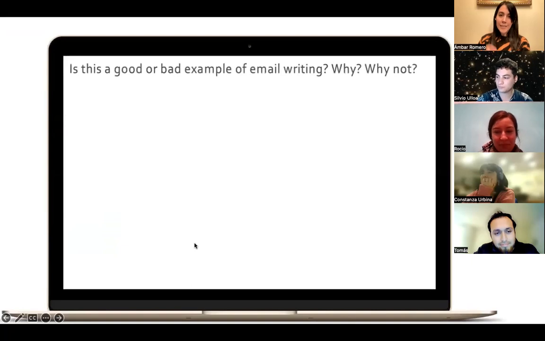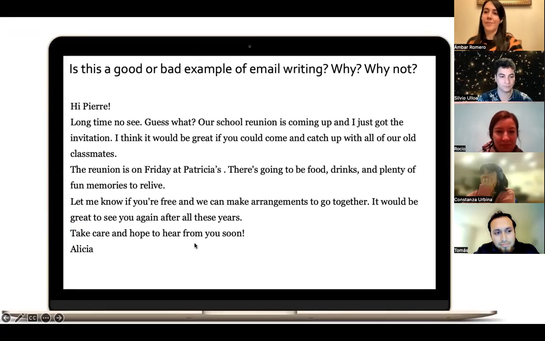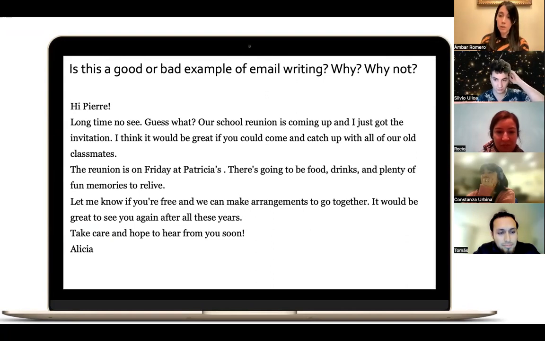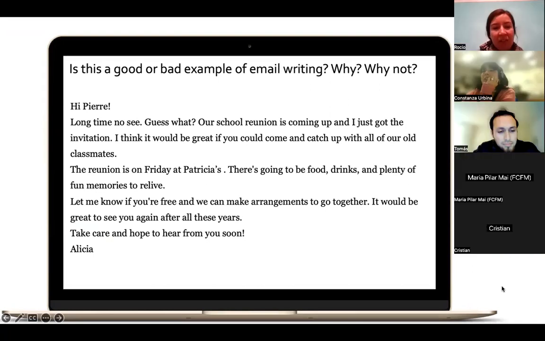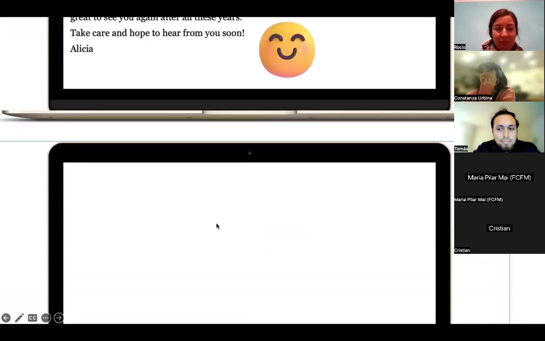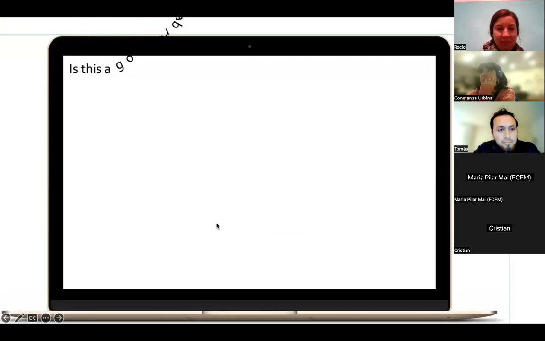All right, next one. This is the penultimate one. Please read it. I think it's a good example, but informal. A good example of an informal email, yes? Tomás, yes. Constanza, Rocío, do you agree? Yes, I agree. Christian? I agree. Yes, it's a good example of an informal email. Happy face. Last email.